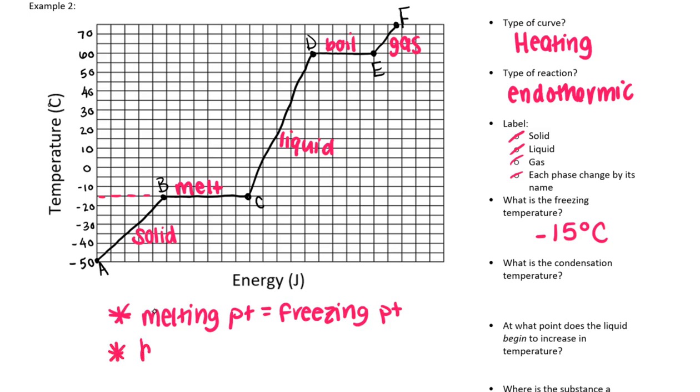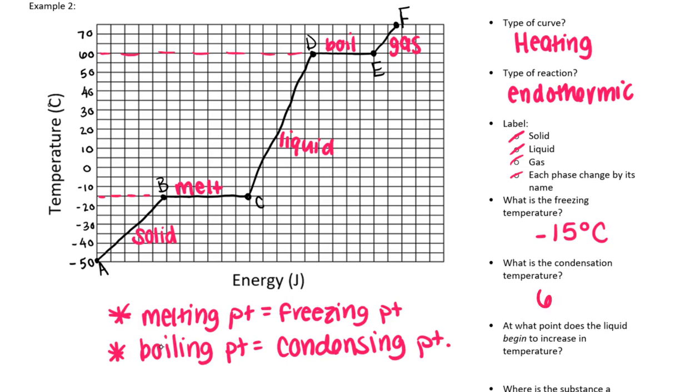This is also true for boiling and condensing. Boiling and condensing are always going to occur at the same temperature because they take the same amount of energy. So this substance boils at 60 degrees Celsius. The condensation temperature would also be 60 degrees Celsius.